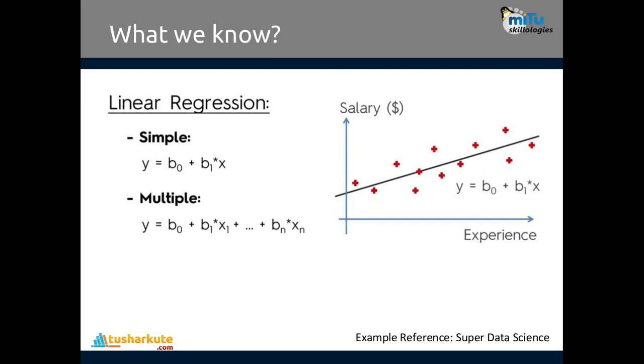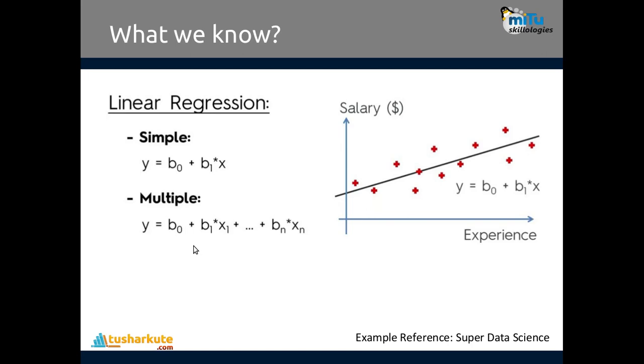Let's consider one example. We know linear regression: y is equal to b0 plus b1 into x. B0 is the intercept, b1 is the coefficient, that is the slope, and based on that we find the value of y. If only one input is there, simple linear regression is possible. But when we have multiple inputs like x1 till xn, it's multiple regression, with multiple coefficients and a single intercept, as we know.